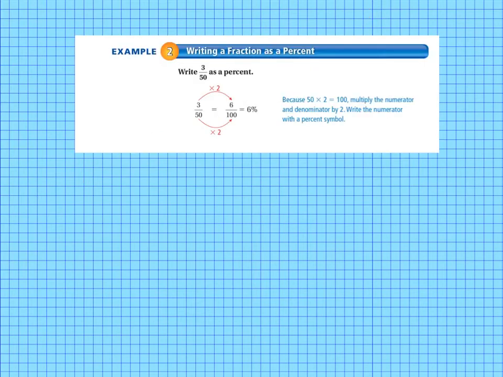So in example 2, we're going to practice what we just learned in our key idea. We're going to write a fraction as a percent. We're going to write 3/50ths as a percent. So we want the denominator to be 100, so we multiply that by 2. And if we multiply the denominator by 2, we have to multiply the numerator by 2. So 50 times 2 equals 100, and 3 times 2 equals 6, and that equals 6%.